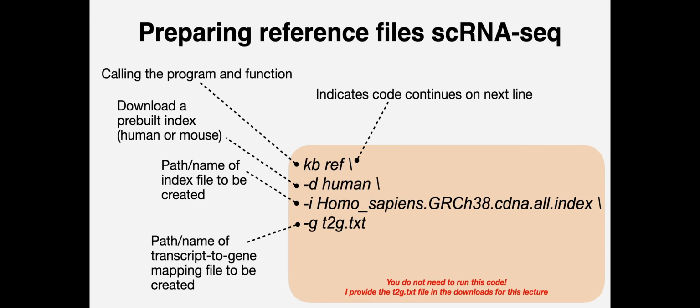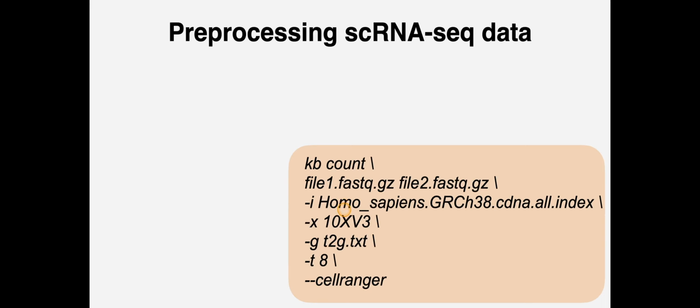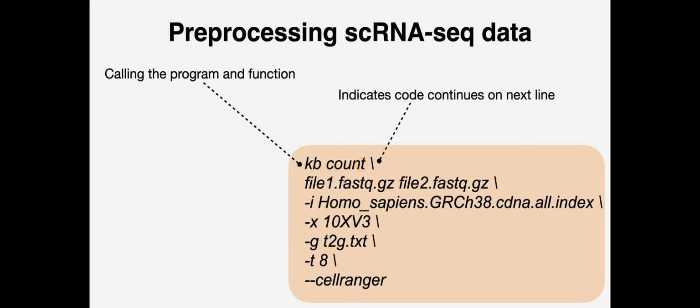Okay, great. So now that we have that, we're ready to go. And ready to go here means that we're ready to actually pre-process our raw FASTQ files. We do that using kb count. So we call on the program again, and we use the count instead of the reference function. We provide it with the list of FASTQ files, a forward FASTQ file, space, and a reverse FASTQ file.